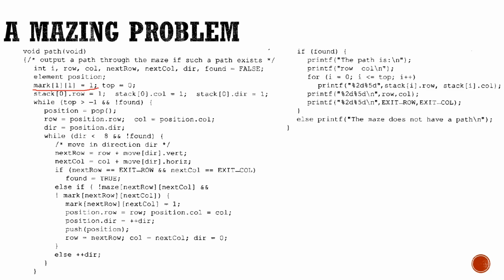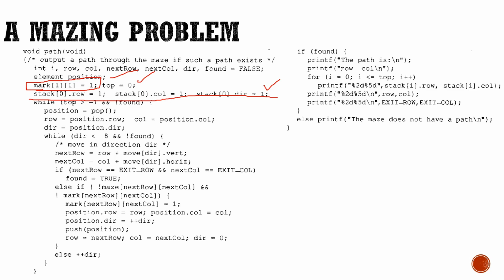If you go for your actual path implementation over here, now if you start with mark 1 comma 1, this is my starting point. So I will mark it as 1, stating that first point. Then top will be equal to 0. That value I will put into the stack: row equal to 1, column equal to 1, and the stack direction also equal to 1. I will start from the first direction.